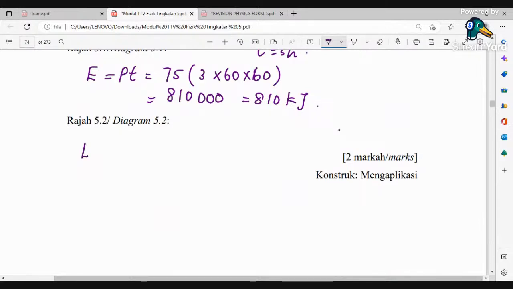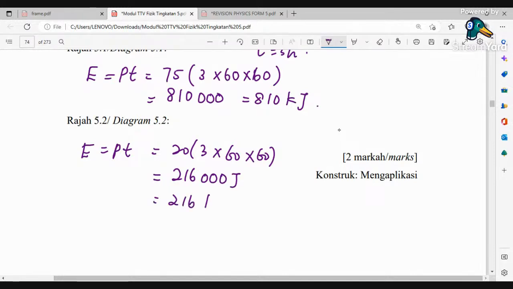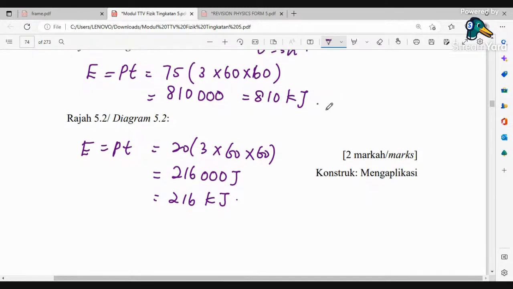For 5.2, 20 times 3 times 60 times 60. Ini dalam joule, kita convert to kilojoule. Okay, next question.